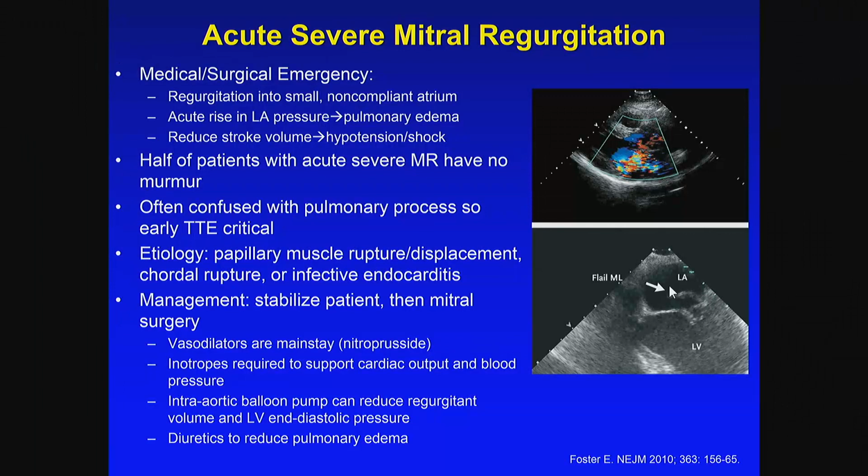Patients must be stabilized, and then mitral valve surgery is almost universally indicated if the patient can have an operation. We use vasodilators to improve forward cardiac output and inotropes to support the stroke volume and blood pressure. An intra-aortic balloon pump can reduce the regurgitant volume and LV end diastolic pressure as well, provided there's not concurrent aortic regurgitation. And we use diuretics to reduce pulmonary edema to temporize patients and prepare them for definitive mitral valve surgery.